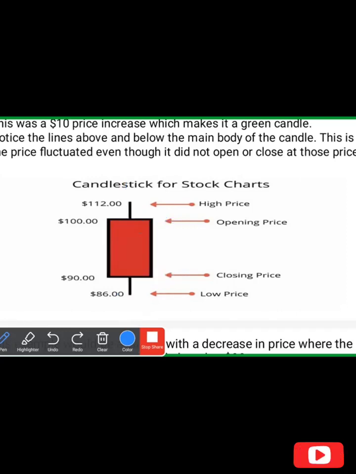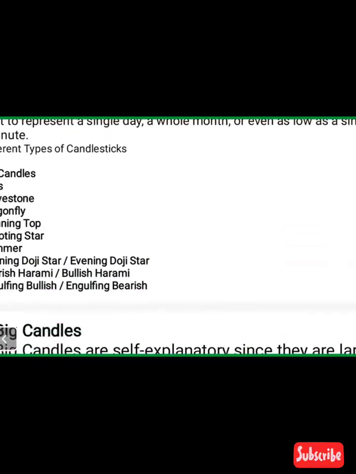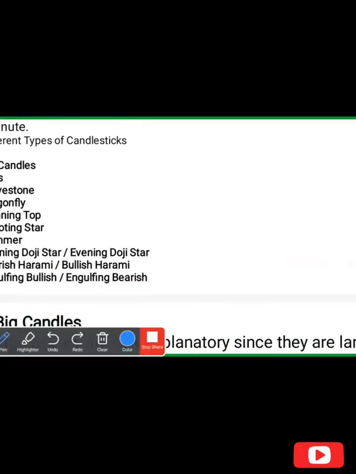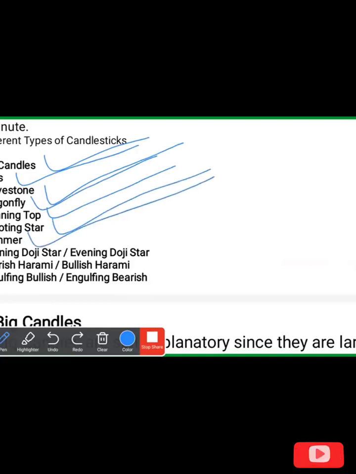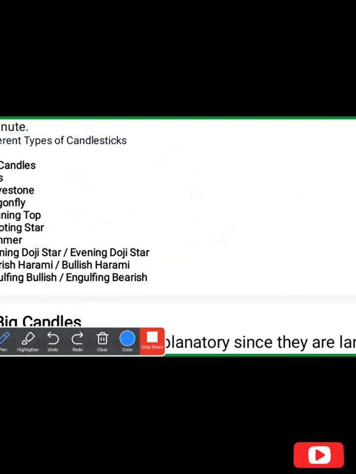Now let's go to the types of candlesticks that we have. We have the big candles, we have the dojis, we have the gravestone, we have the dragonfly, we have the spinning top, we have the shooting star, we have the hammer, we have the morning and evening doji star, we have the bullish and bearish harami, we have the engulfing bullish and engulfing bearish. These are the common candles that you should pay attention to, because you see them on the chart every time.